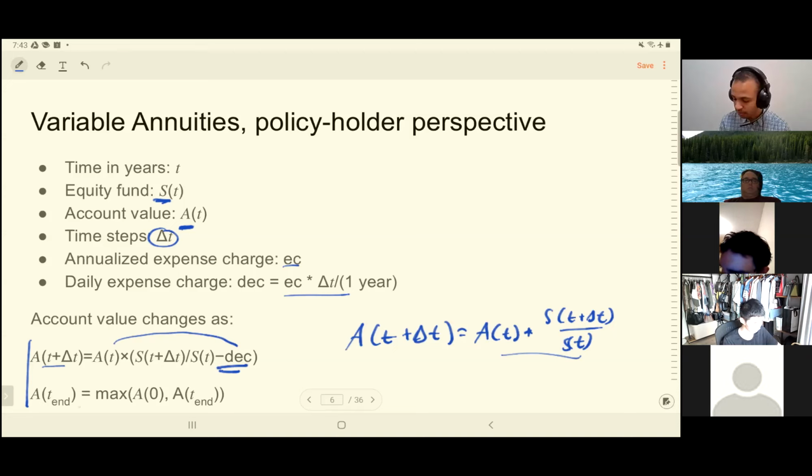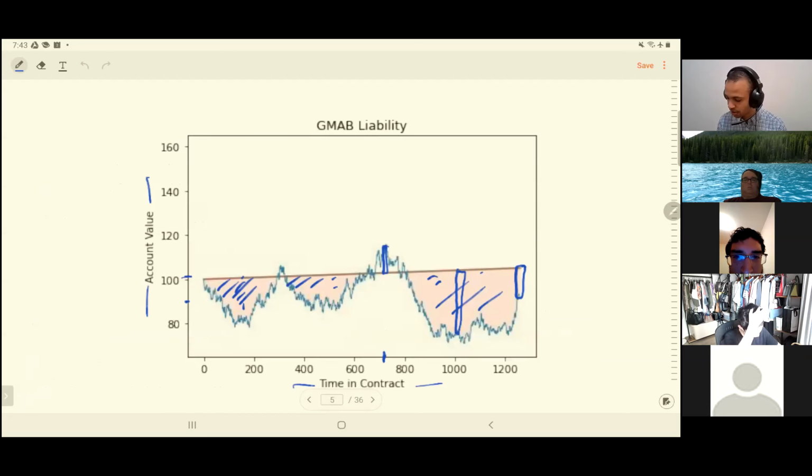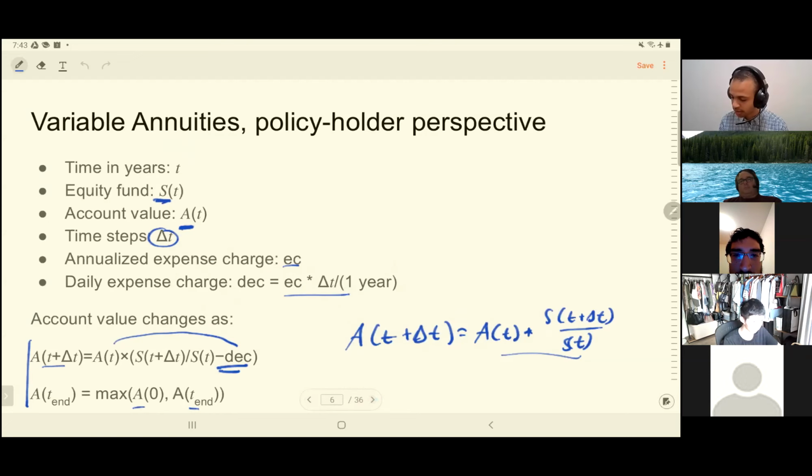At the end of this time period, the account value is set to be the maximum of, if the basic benefit doesn't increase, just the account value at the beginning of this time period, or the account value at the end. So this thing here corresponds to, in this image, taking the maximum of the account value and then this gradually increasing line.